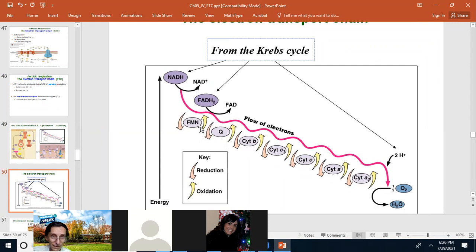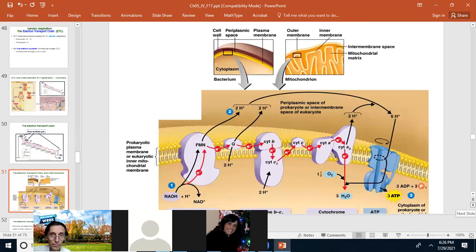So let me see, the electron leaves NADH, so that's loss of electron, oxidation. FMN gains the electron, so it's reduced, and then it'll give the electron down the chain, so it'll be oxidized.